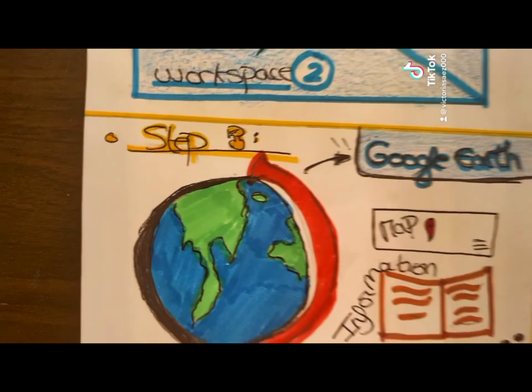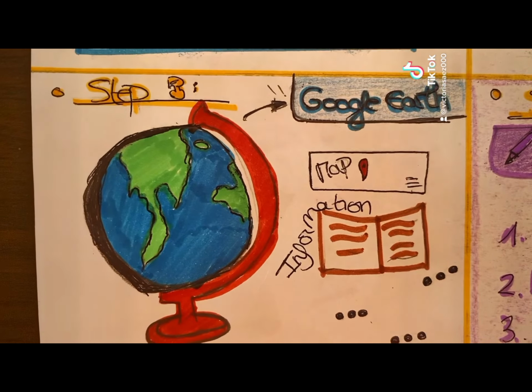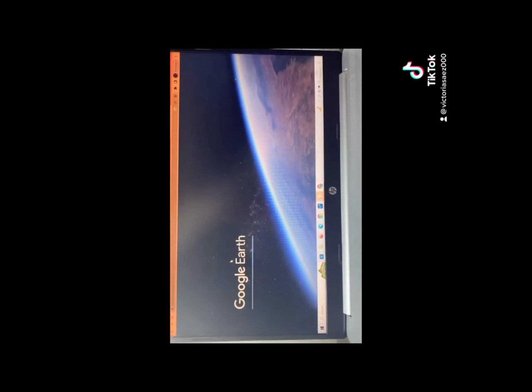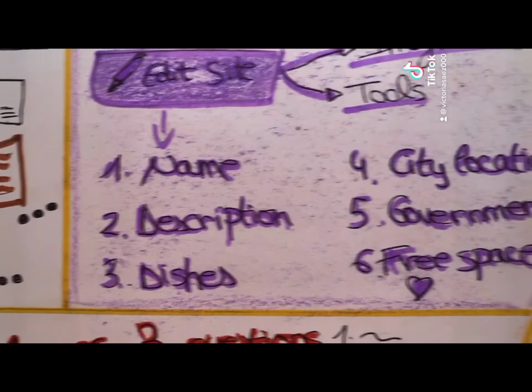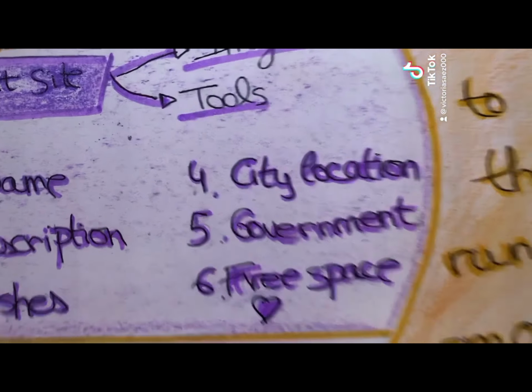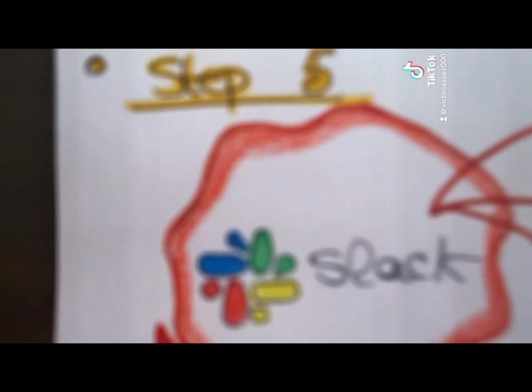Then they will have to access Google Earth and search in the search engine for the city they have chosen. Once searched, they will be able to see its location on the map, a small piece of information, and much more. Then they should go back to Wix and start searching for a template they like for the museum and click on Edit Site.